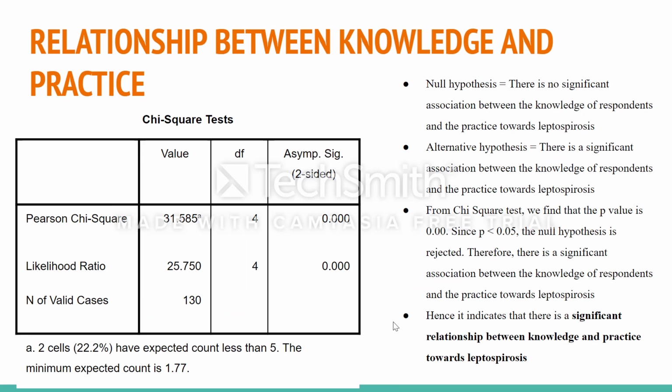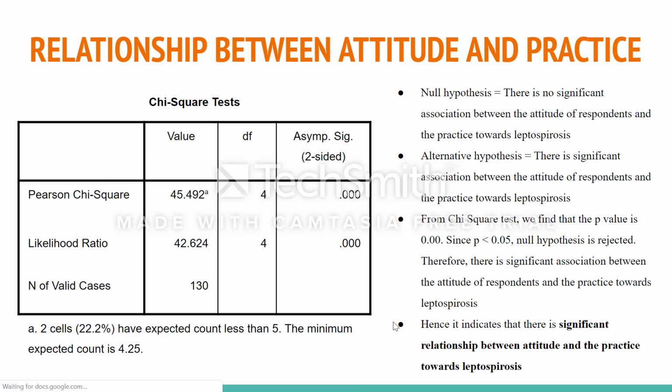For the relationship between knowledge and practice, the p-value is 0.00 and it is lower than 0.05. Therefore, the null hypothesis is rejected. To conclude, there is a significant association between knowledge and practice. For the relationship between attitude and practice, the p-value is 0.00 and it is lower than 0.05. We can conclude that the null hypothesis is rejected and there is a significant association between attitude and practice.